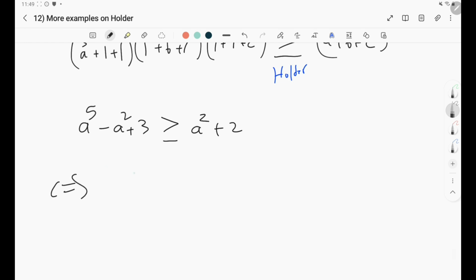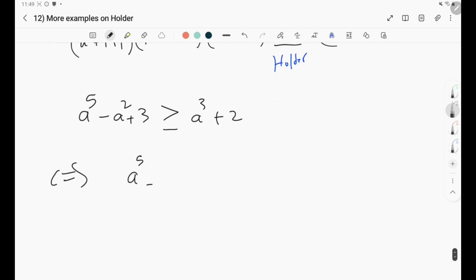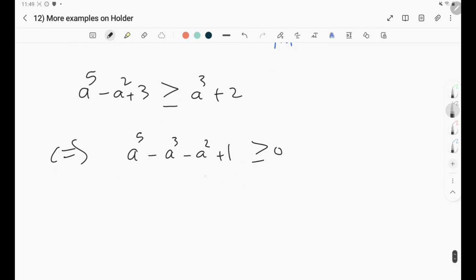So let's move these to the other side. It's a to the 5. Oh, sorry, here it's a cube. Minus a cube minus a square plus 1 is greater than or equal to 0. Let's take this guy here and try to factorize it.